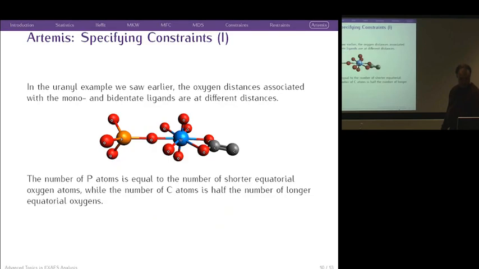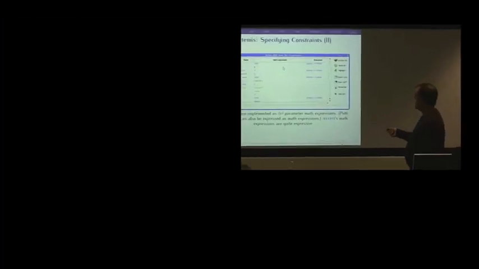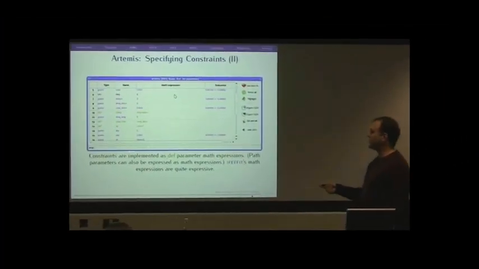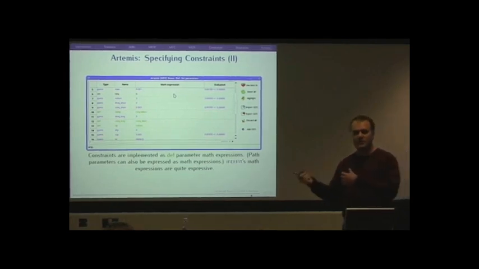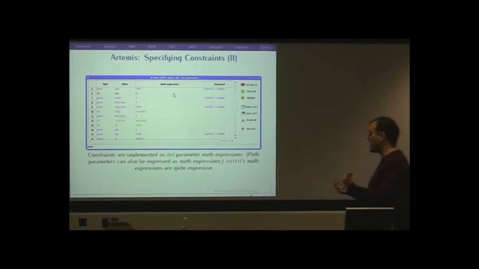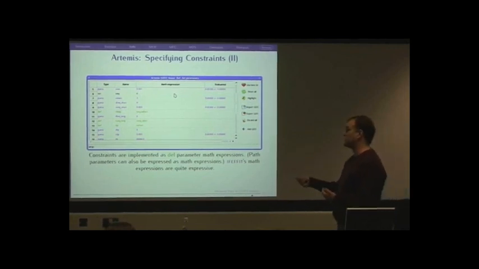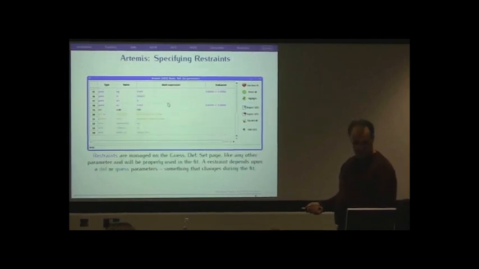Constraints are fairly simply specified. Here are all the constraints that I had a few slides ago when I showed you that clever relationship between the number of short and long oxygens and the number of carbons and phosphoruses. It all just looks like this in the Guess set window. And this is the part of the talk that I skipped over for now.